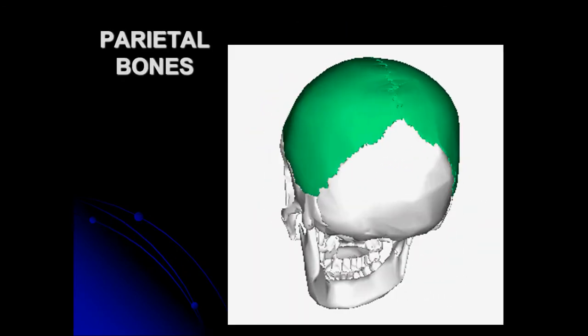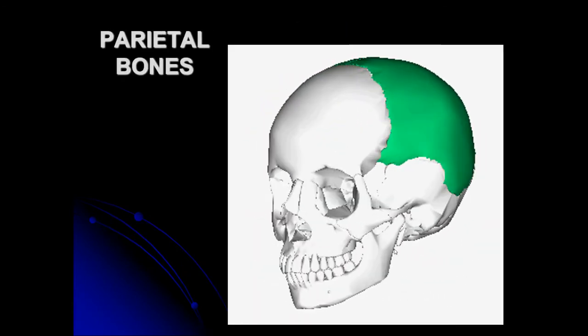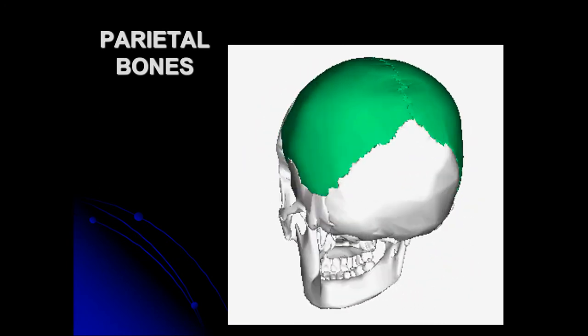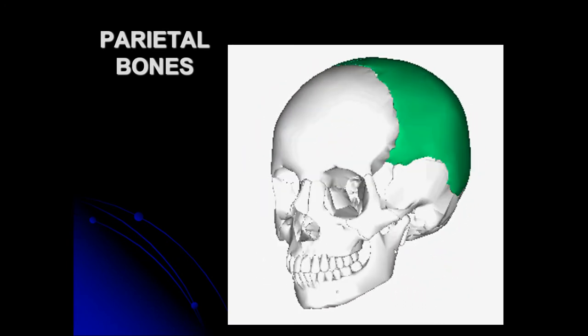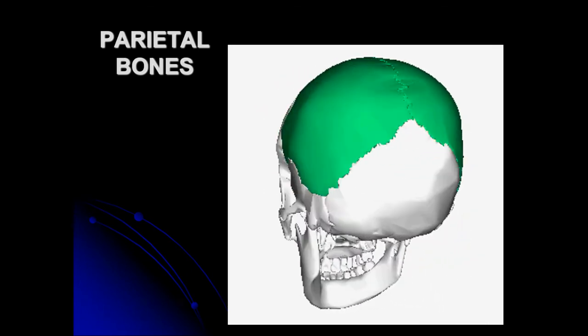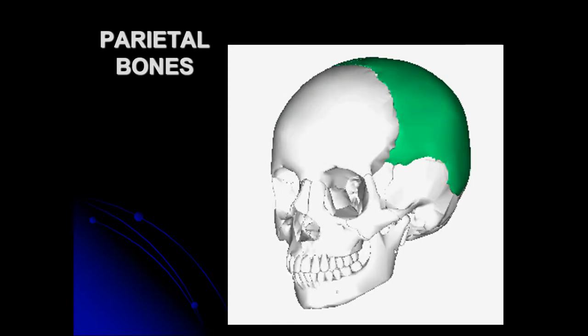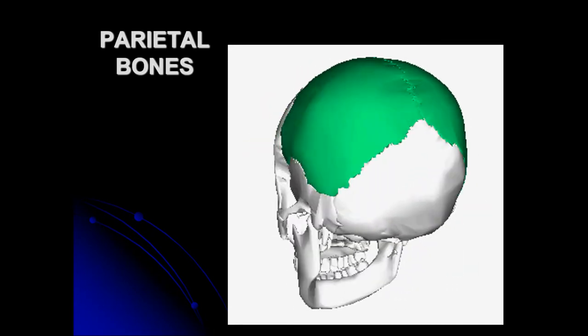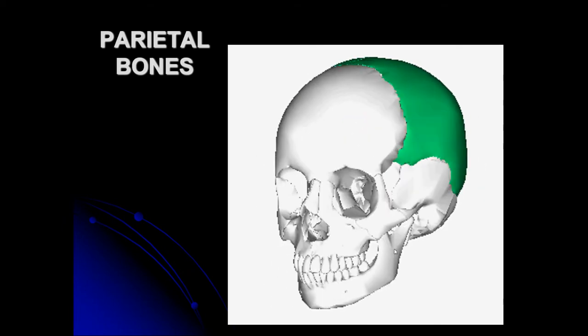The next bones we're going to look at are the parietal bones. If you look at the parietal bones, they form the roof of your skull, of the cranium. And if you look at them, they're basically just squares. Now, they're not perfect squares, but they're pretty close. Well, a square has 4 sides, and so these parietal bones have 4 sides.